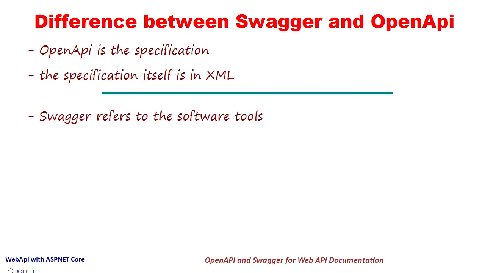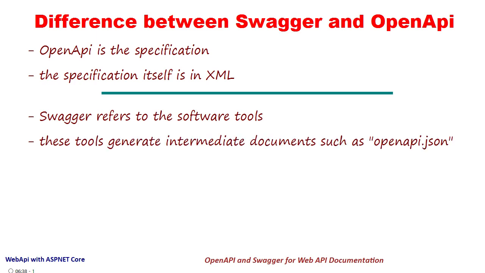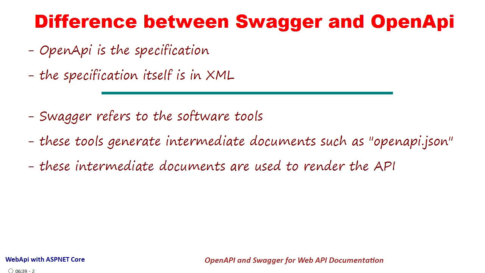Swagger, on the other hand, refers to the software tools and applications that implement the above specification. Some of these tools generate intermediate documents such as OpenAPI.json that I was talking about earlier. And there are others that use these intermediate documents to render the API in a well-formatted GUI-based interface. Examples of such applications are Swagger UI and OpenAPI Generator. We shall talk more about Swagger UI later in this tutorial.